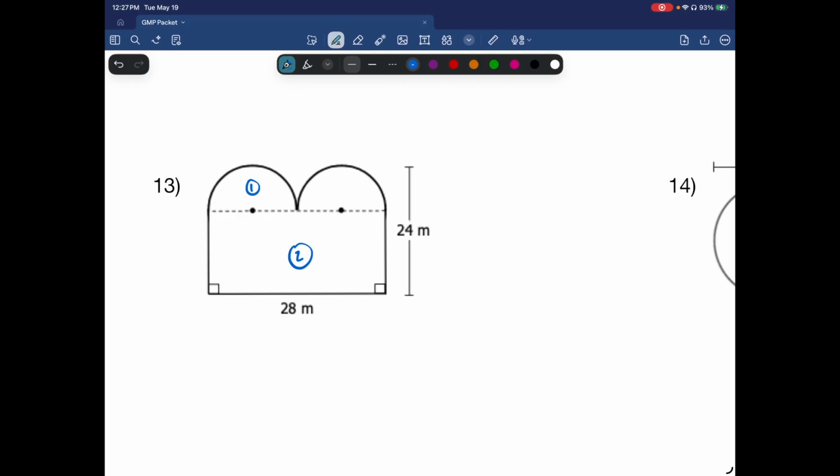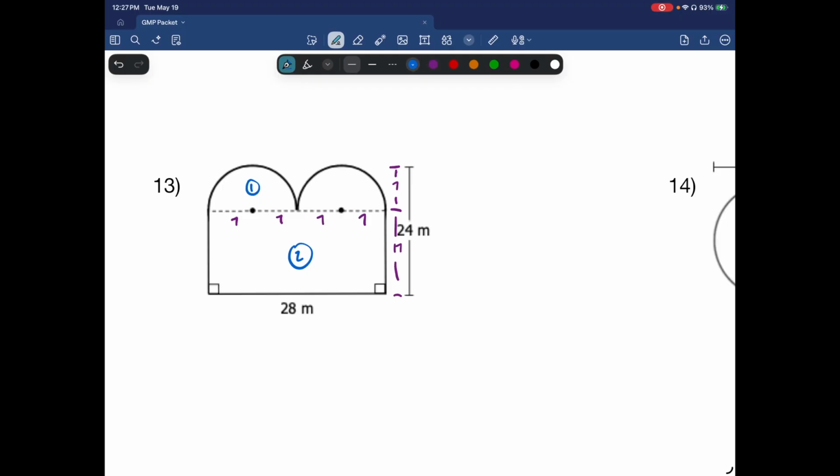Okay, so since the opposite sides of a rectangle are congruent, that means this entire top side is 28, and 28 divided by 4 is 7. So each of these radiuses is 7. Okay, and so if that's 7, that means this piece right here is going to be 7 as well, which means this piece is 17.